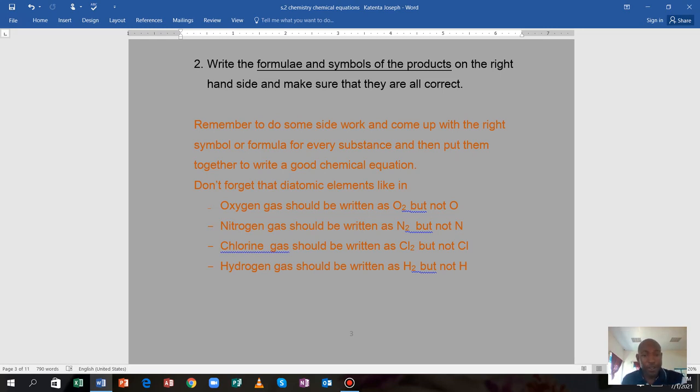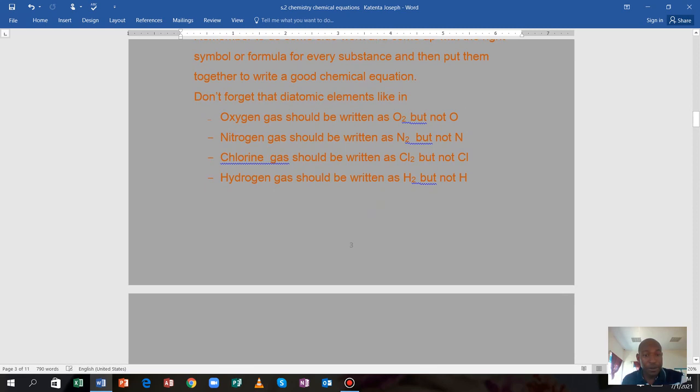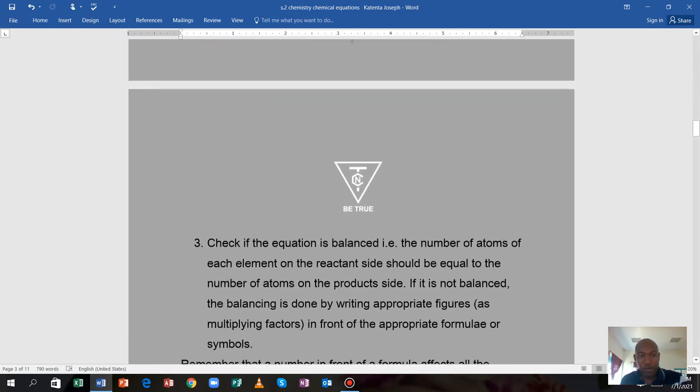Do not forget that diatomic elements, for example oxygen gas, nitrogen, chlorine, hydrogen, are written as molecules but not single atoms. So in your equations, when you're writing oxygen gas, don't forget to write it as O2 but not O, and so on and so forth.